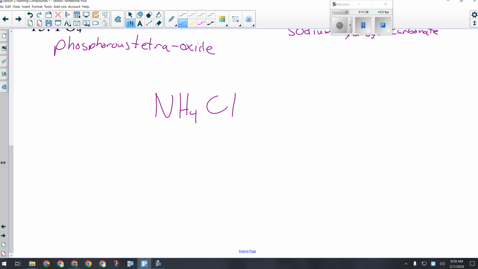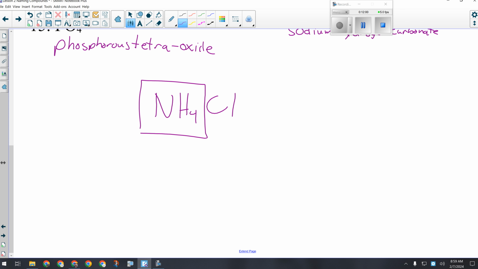NH4 is the only metallic polyatomic ion on your chart. Okay? Right here near the top. But it's the only one on the chart that's positively charged. And if it's positively charged, it behaves like a metal.